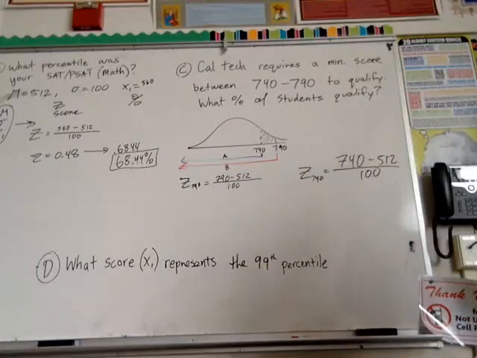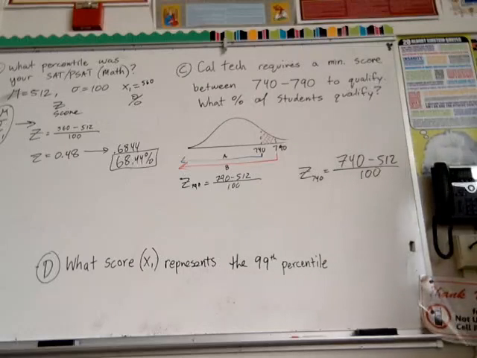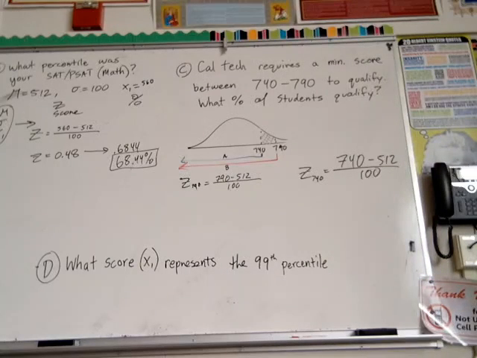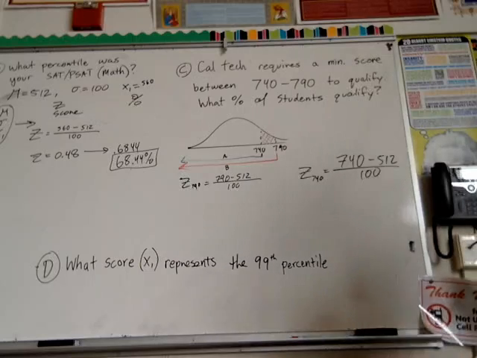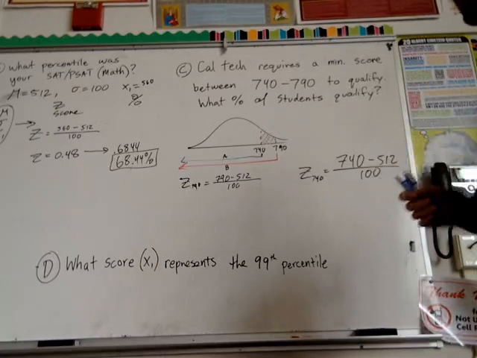All right, so you work both those out. Remember, that's the step where you find your z-score. Then use the chart. Find your percentile. Subtract them.